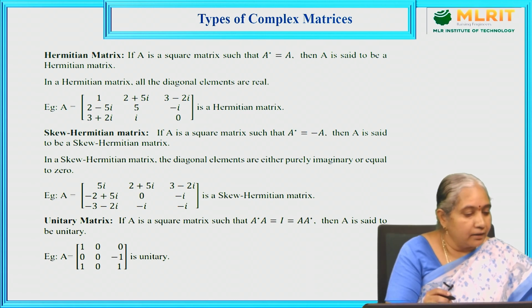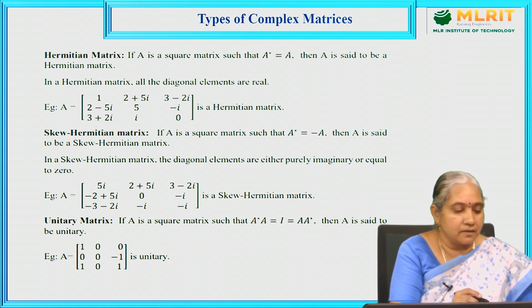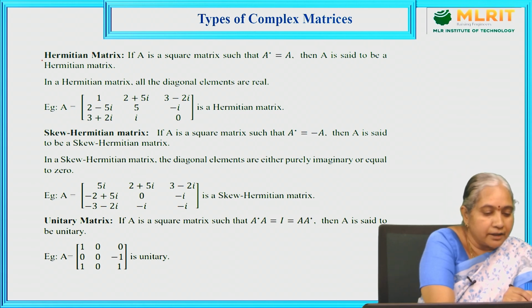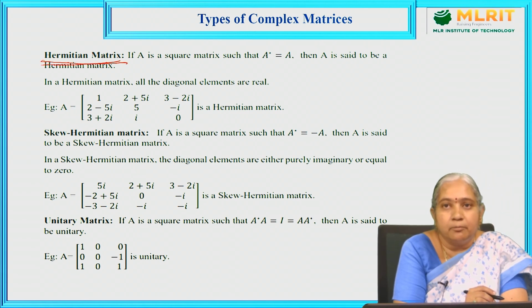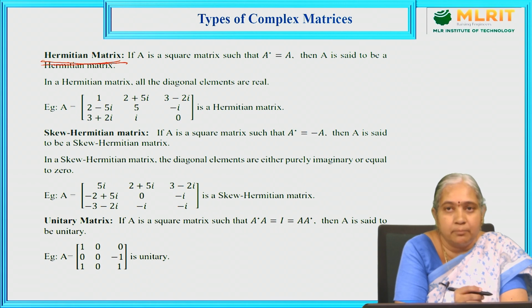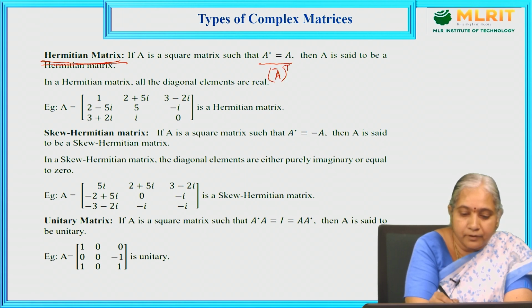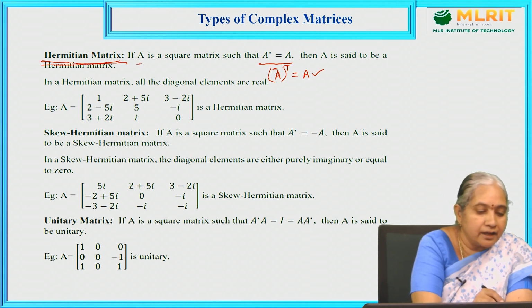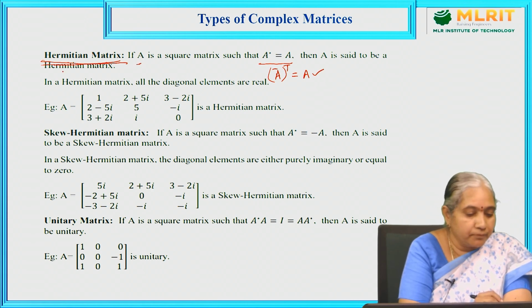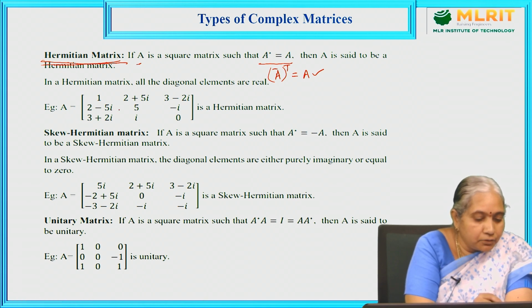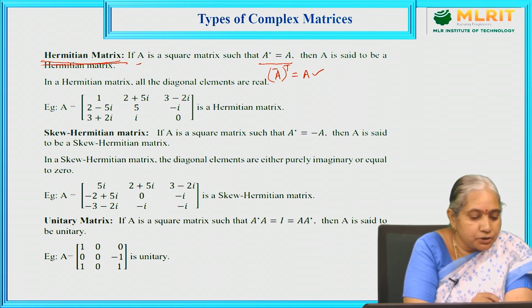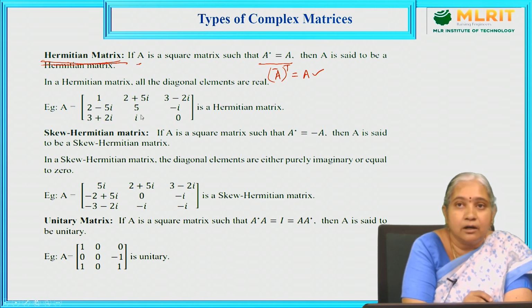Now we see different types of complex matrices. The first one is the Hermitian matrix. What is the definition of a Hermitian matrix? Suppose the matrix A is a given matrix. If A star, which means A conjugate transpose, is equal to A, and this property is satisfied, then the given matrix A is said to be a Hermitian matrix. Take an example: A equal to 1, 2 plus 5i, 3 minus 2i, 2 minus 5i, 5 minus i, 3 plus 2i, i, 0. So this is a complex matrix.